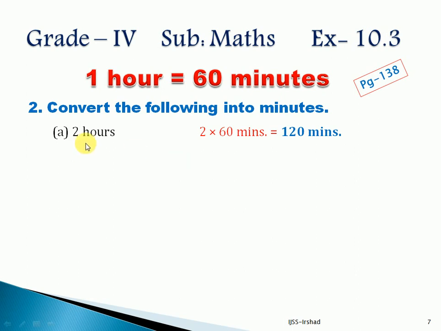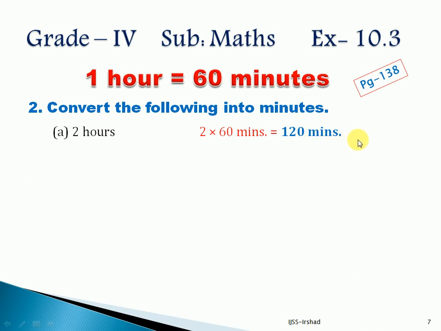This is question number A, 2 hours. Means convert the following into minutes. Means convert 2 hours into minutes. So we know 1 hour equals 60 minutes. So 2 hours means how many minutes? This 2 will be multiplied by 60 minutes. So 2 into 60 will give you 120 minutes. Hope there is no confusion.